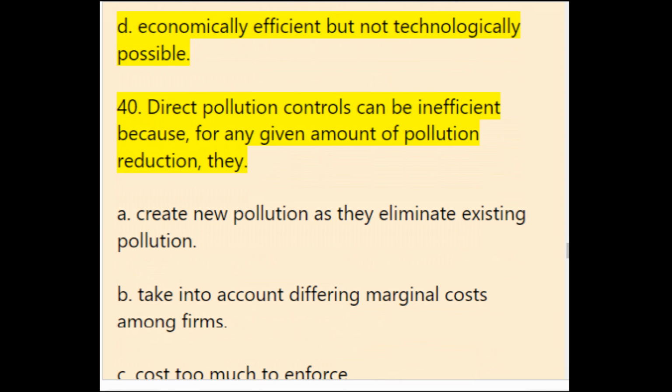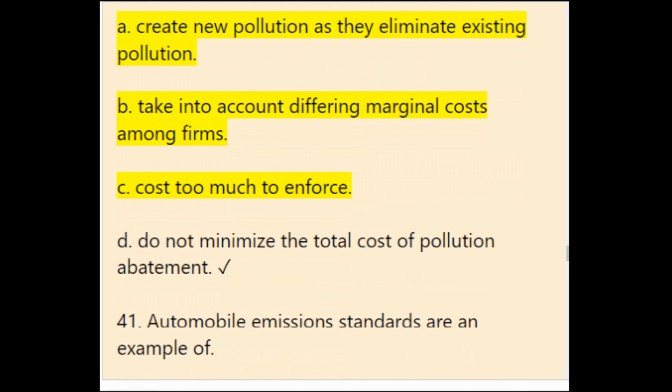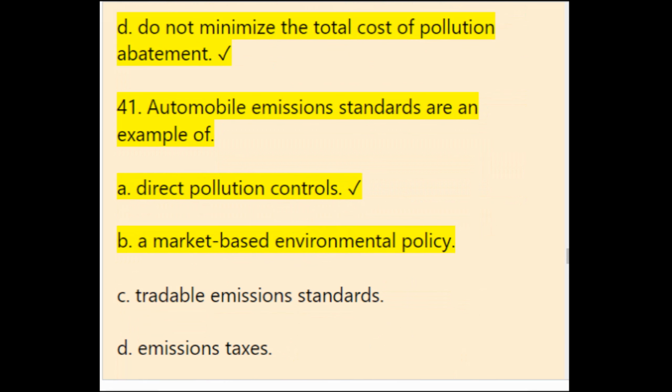40. Direct pollution controls can be inefficient because, for any given amount of pollution reduction, they: A. Create new pollution as they eliminate existing pollution. B. Take into account differing marginal costs among firms. C. Cost too much to enforce. D. Do not minimize the total cost of pollution abatement.